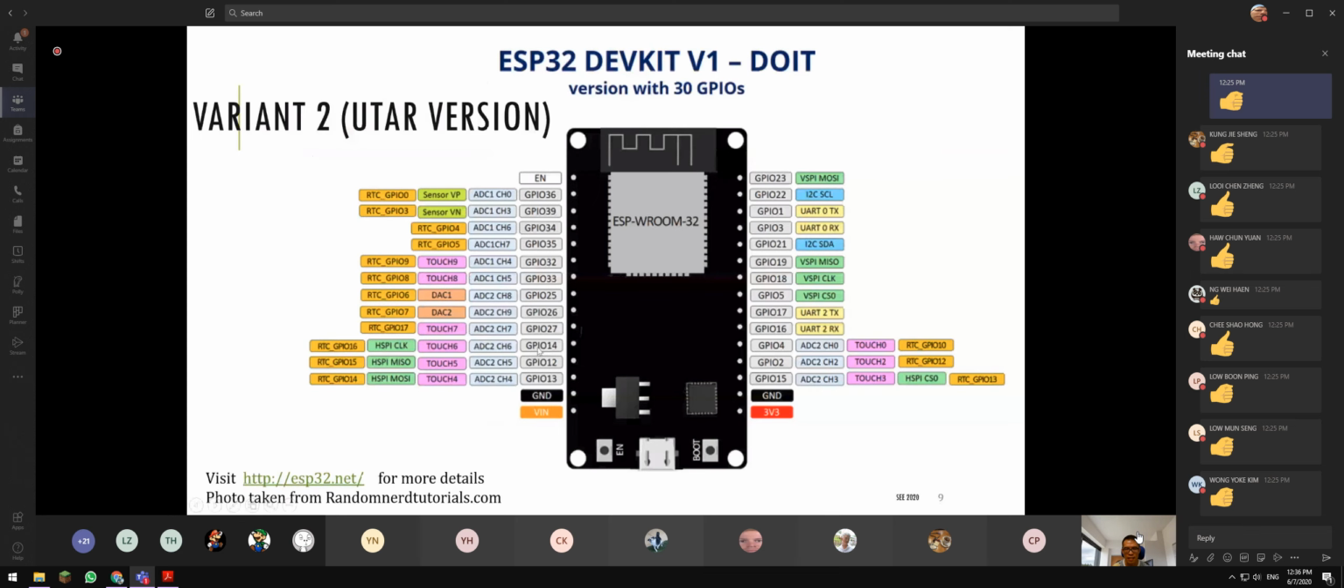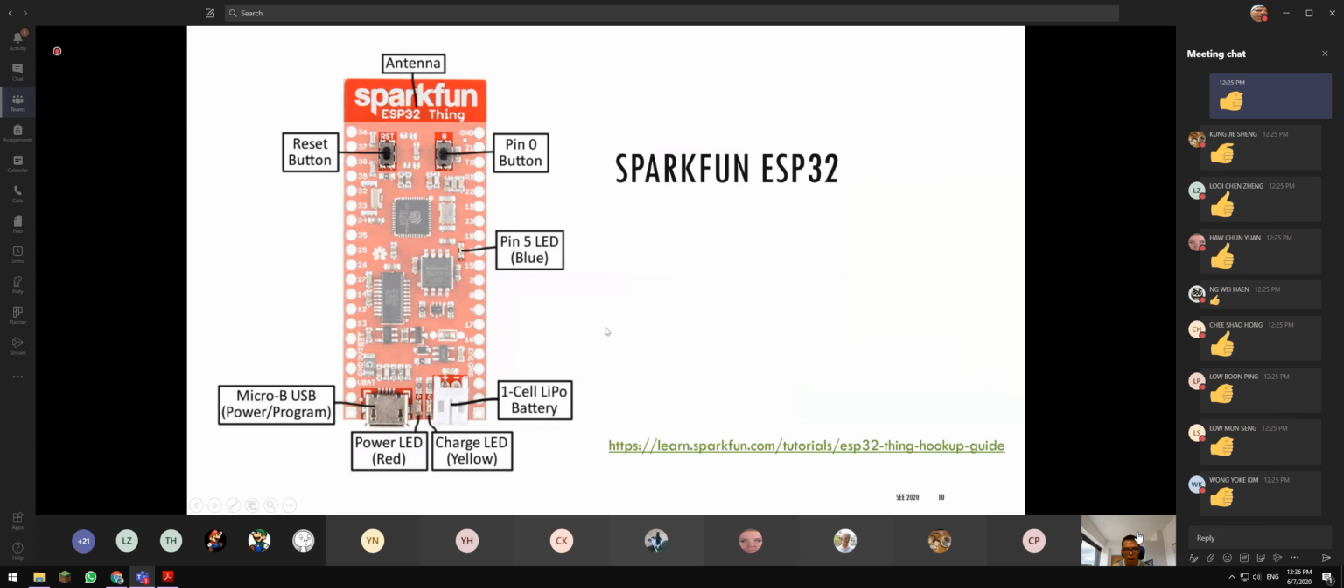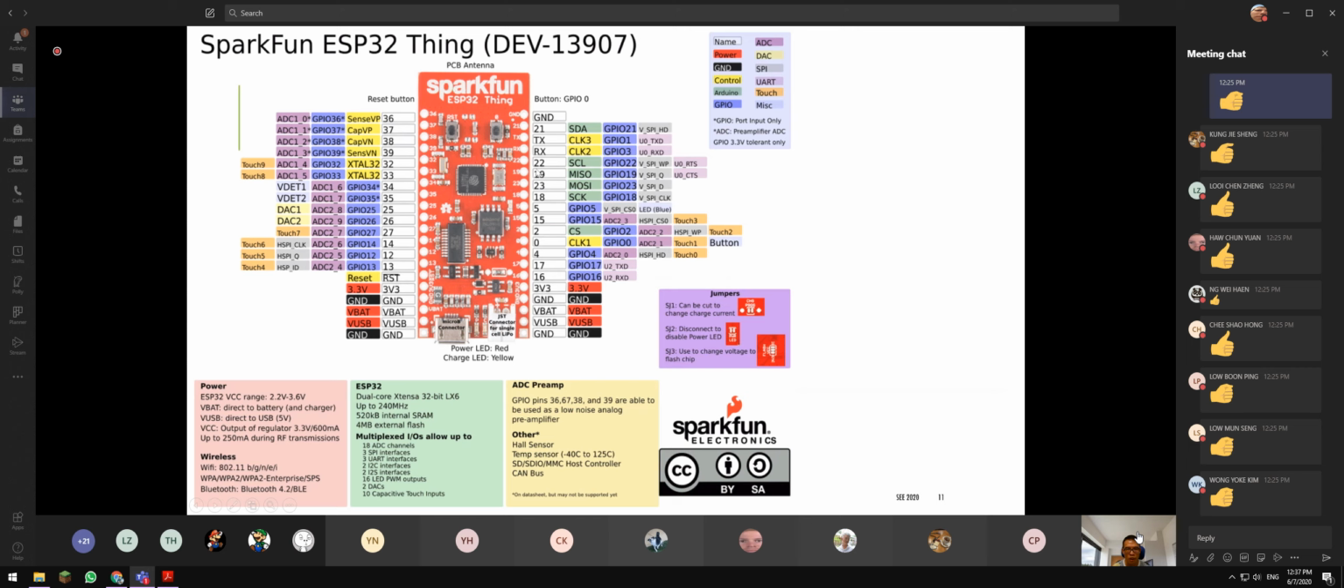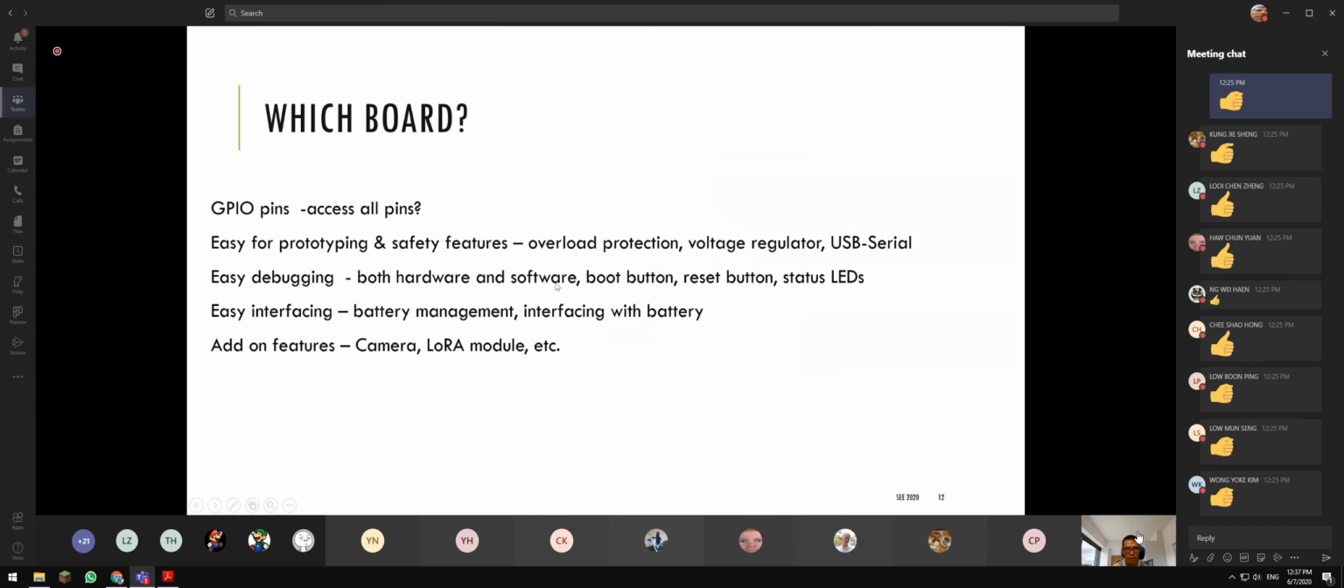Okay, so here is some of the photos of a SparkFun32. Okay, if you're interested, you can always get this board as well. There's a lot of libraries for SparkFun32 as well. Okay, here are some of the features. Okay, so basically, come back to the same question.